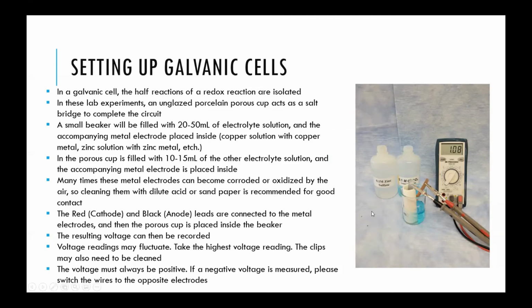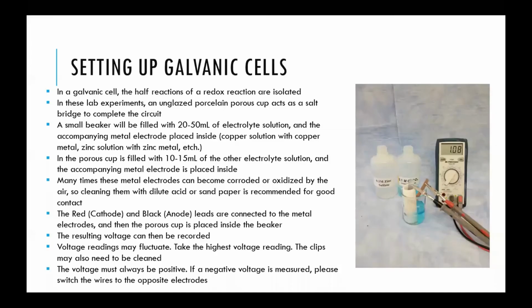You can then attach the different leads from the voltmeter. Red should be going to the electrode where reduction is taking place, and black should go to the electrode where oxidation is taking place. You can connect these leads to the separate electrodes and then pick up the entire porcelain cup, place that into the beaker, and record what the voltage of that electrochemical cell is.